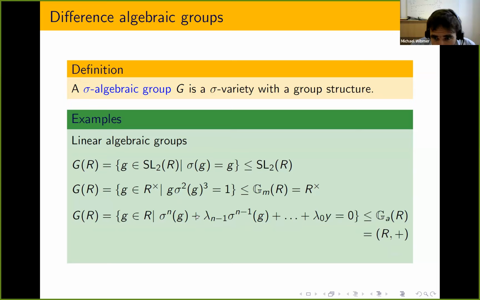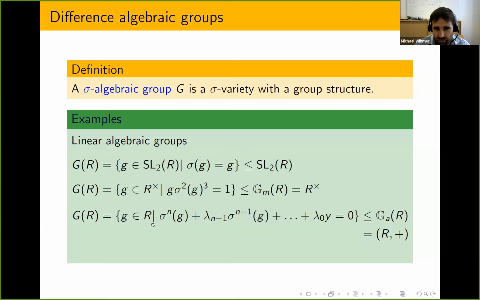And as you probably know, at least from differential equations, I'm sure you're familiar, at least if you have taught calculus recently, that if you take a linear homogeneous differential equation, then the solutions are a vector space. So in particular, if you add two solutions, you again have a solution. Something similar holds for difference equations. If you add two solutions of a linear equation, then you again have a solution. And the same if you multiply a solution by, say, minus one, then you still have a solution. So this shows that the solution set is a subgroup. And so this is also an example of a difference algebraic group.